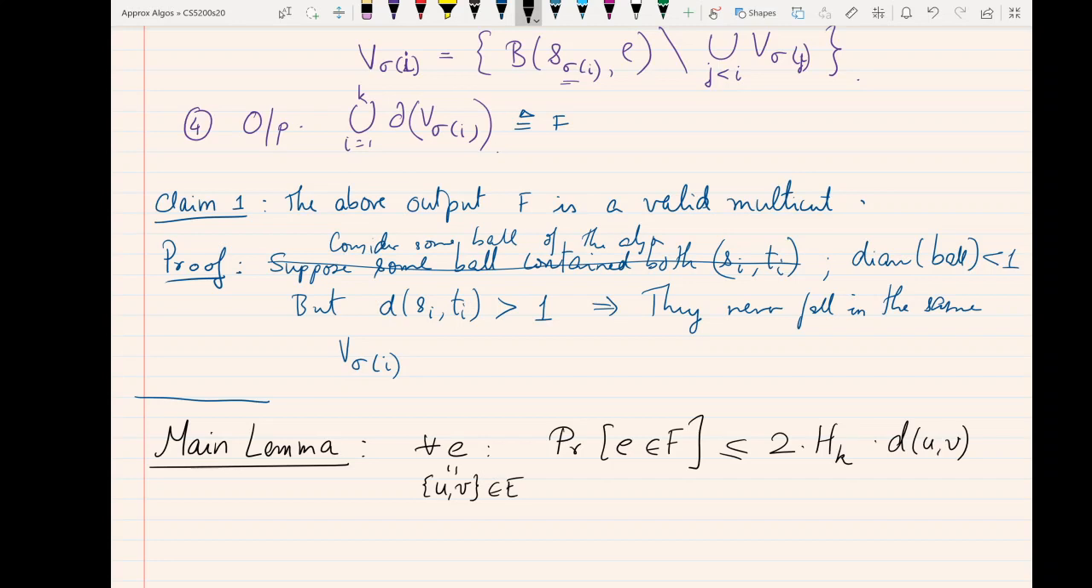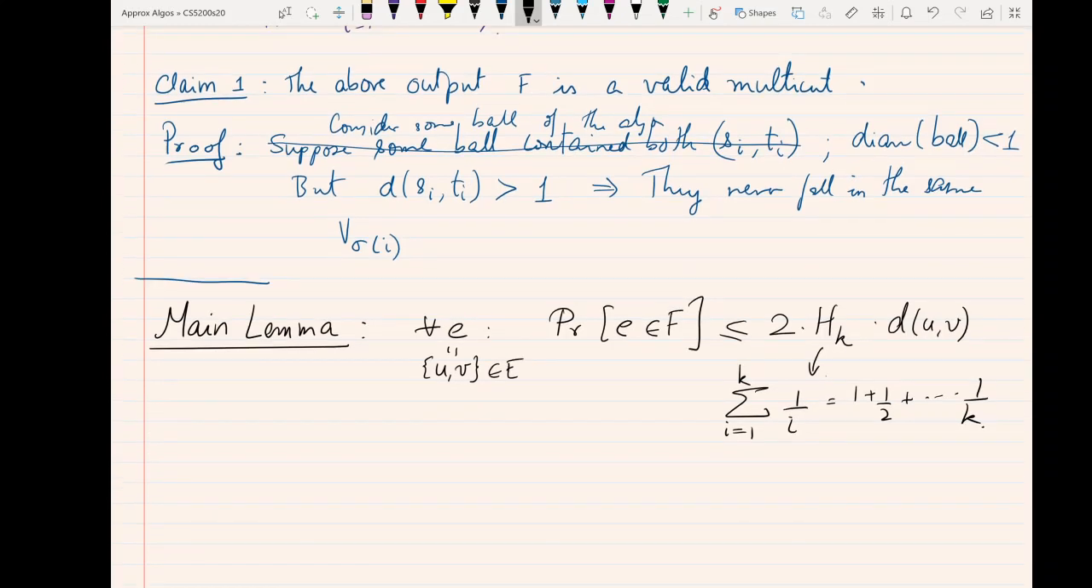And what is the kth harmonic number? If you are unfamiliar with it, this is just the sum from i equals 1 to k of 1 over i, so 1 plus 1/2 and so on until 1 over k. And it's not difficult to show that this is order of natural log of k. In fact, it's very tight. It's theta of log k plus or minus 1.